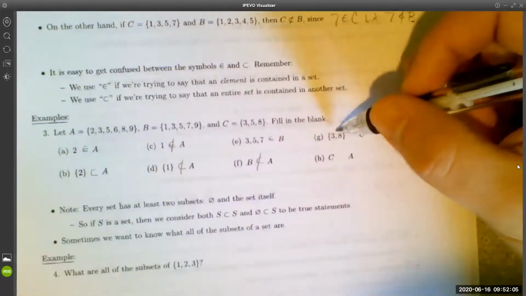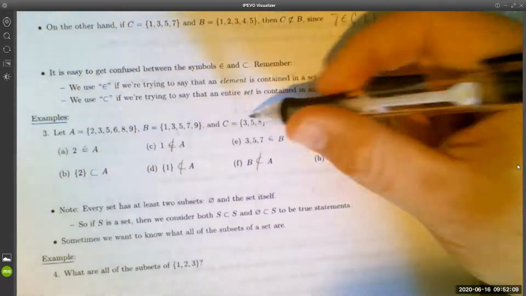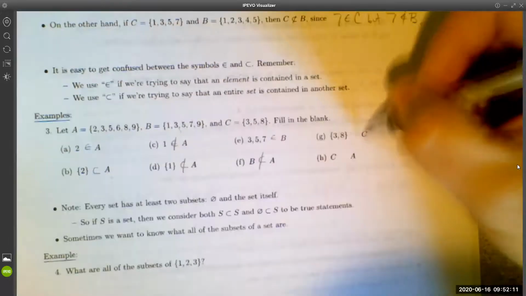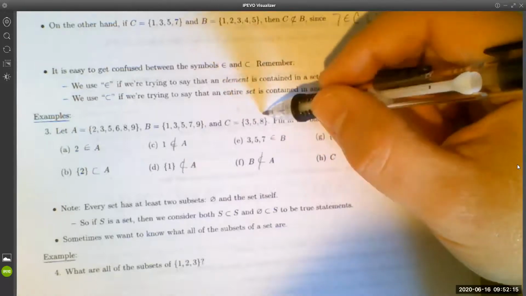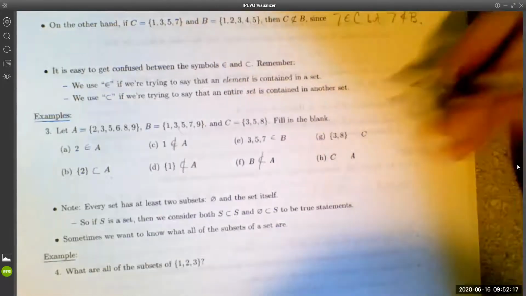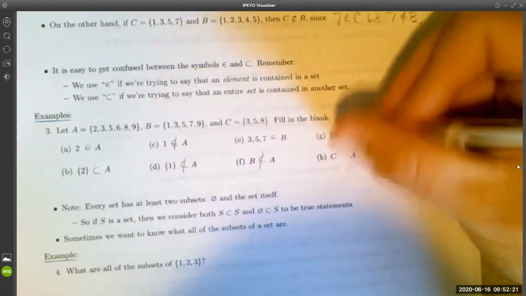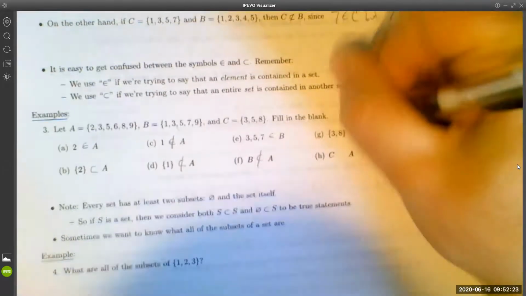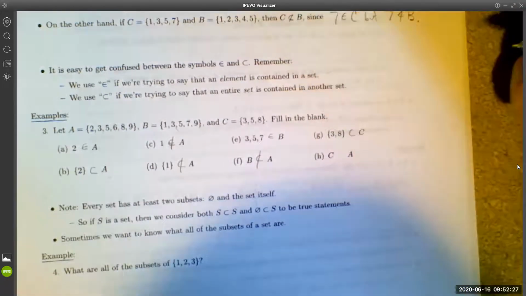The set made up of 3, 8, and we're trying to compare that to the set C. So here's the set C, 3, 5, and 8. 3 and 8 are both in C. But it wouldn't be correct to say that they're elements of C, since this is a set. So you wouldn't say that the set 3, 8 is an element of C. You would say the set 3, 8 is a subset of C.